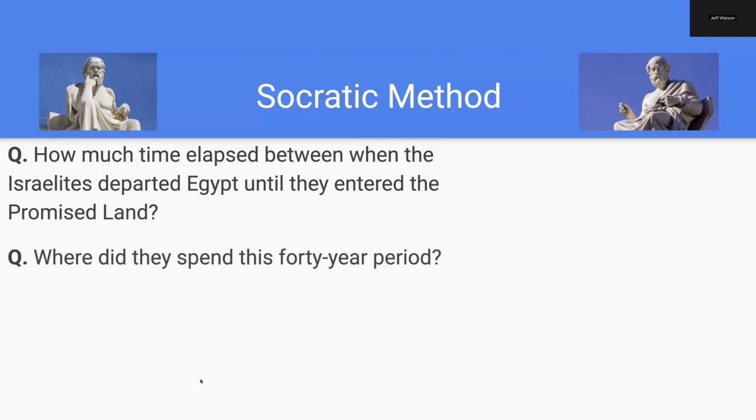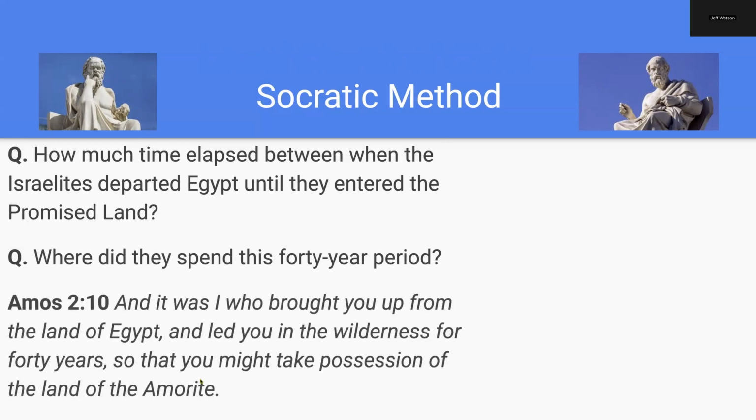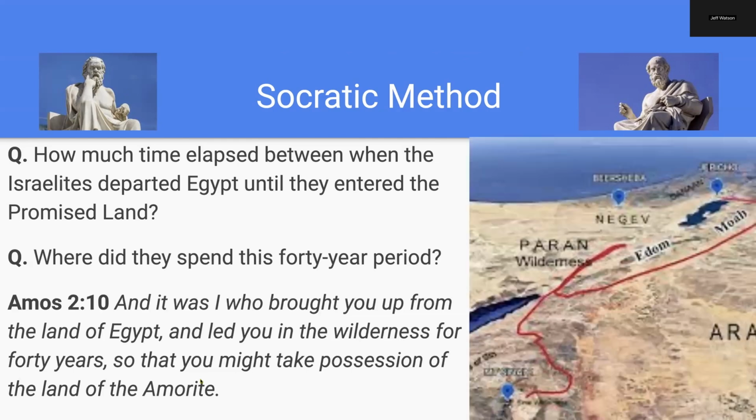Hopefully you came up with the answer of 40 years. So the follow-up question is, where did they spend this 40-year period? The answer can be found in multiple places in the Old Testament, but here's sort of a short version of it from Amos. "And it was I who brought you up from the land of Egypt and led you in the wilderness for 40 years so that you might take possession of the land of the Amorite."